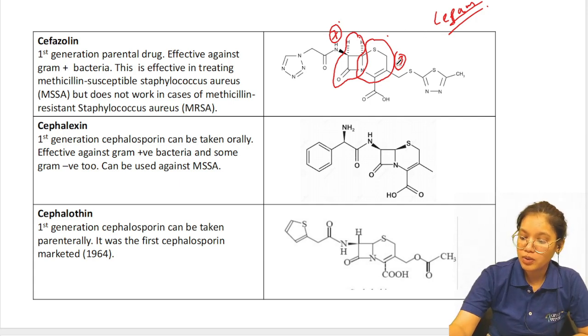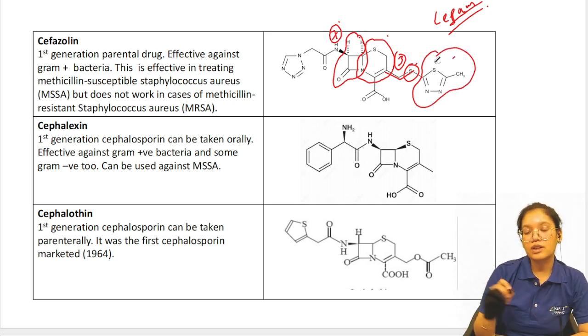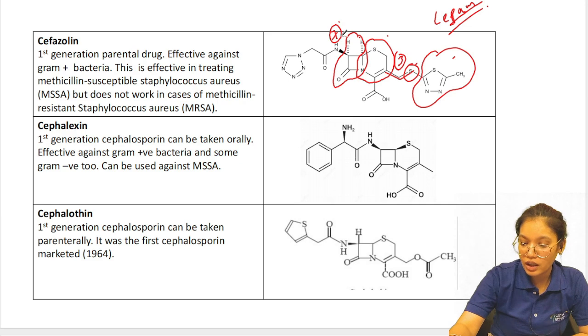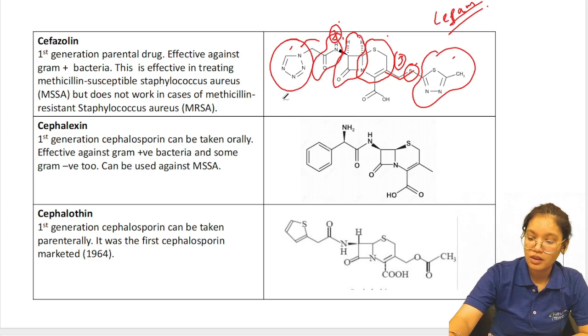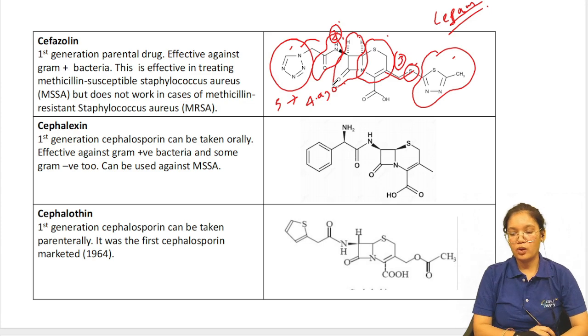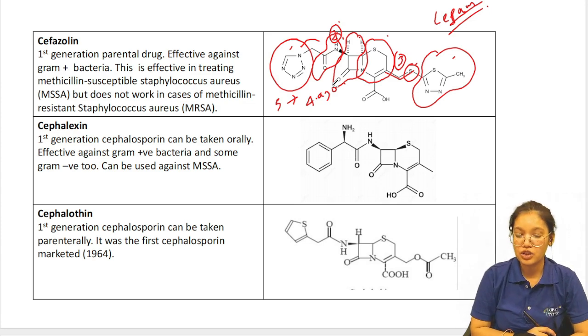Now at third position it has a thia, that is a sulfur group, that is joined to a heterocyclic ring further. Here we have an amide group that is joined again to a heterocyclic ring, which is 5-membered and has 4 azo groups. Okay, and a 1 carbon attached.